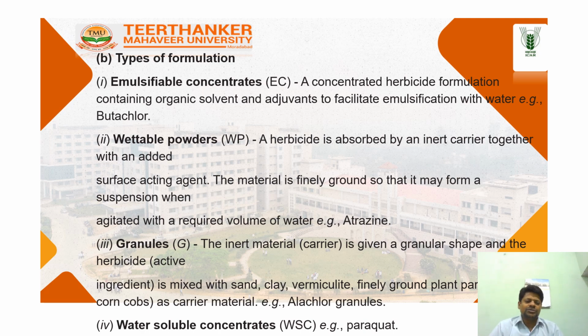Next, granules. The inert carrier material is given a granule shape and the herbicide active ingredient is mixed with sand, clay, vermiculite, or phenolic-group plant compounds as carrier material. An example is Yeracolor granules. Next, water soluble concentrate, an example is paraquat. So the formulations mentioned here are emulsifiable concentrate, wettable powder, granule form, and water soluble concentrate like paraquat.